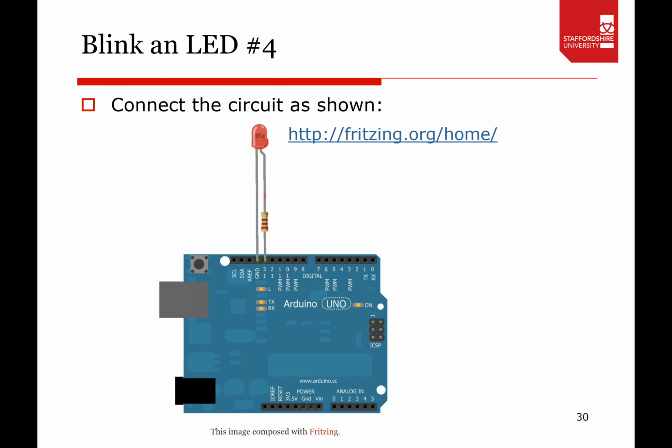So connect the circuits as shown. The resistor is connected to the anode and the cathode is connected to ground. This image was created using a software called Fritzing, and you can use this free of charge. It's open source for your circuit diagrams, or alternatively you can use Tinkercad.